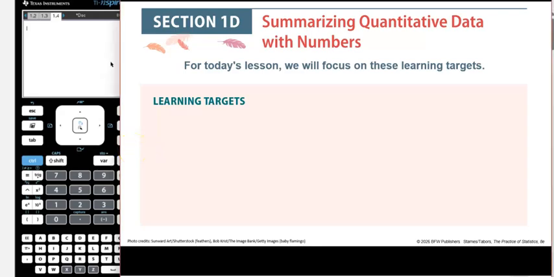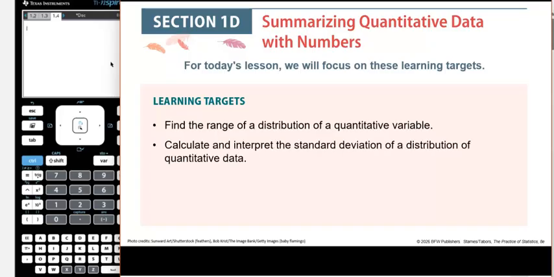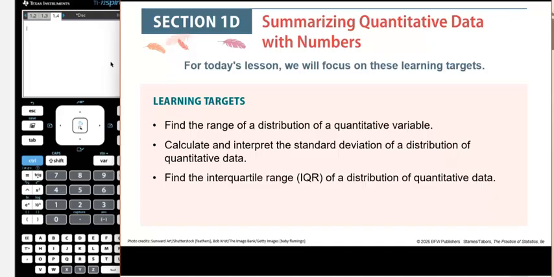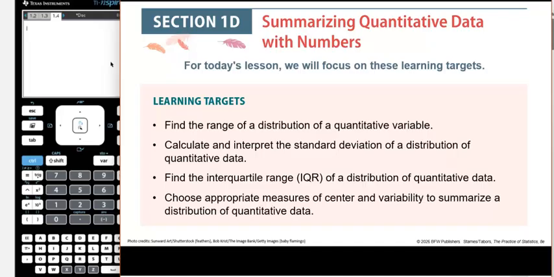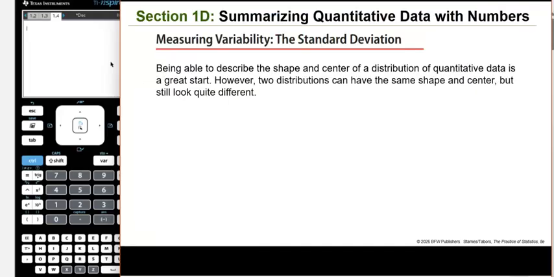Okay, so we are going to summarize quantitative data with numbers. We're learning today about the range, standard deviation. That's kind of a big one, and one you might not be as familiar with. And then IQR is also something new. That's easy. The standard deviation is a little bit tougher, but the calculator is going to do most of the heavy lifting for us. Appropriate measures for center and variability to summarize a distribution of quantitative data.